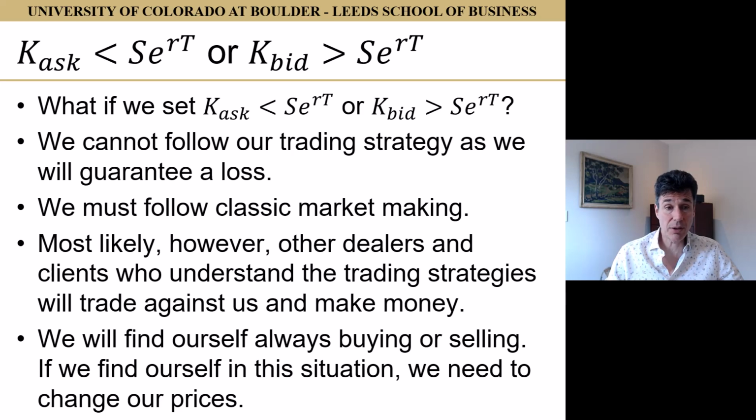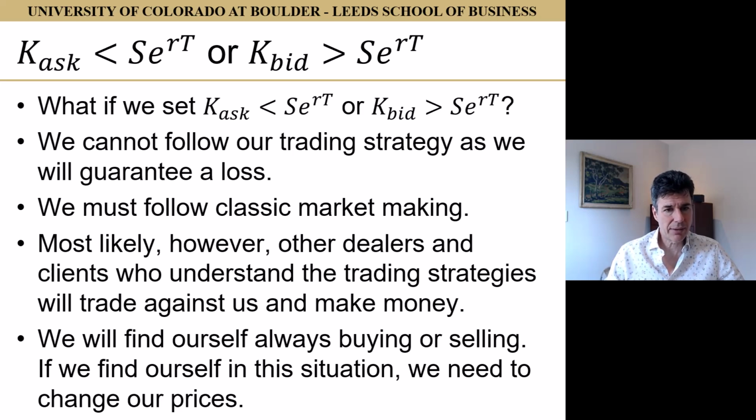This is pretty straightforward. These are straightforward strategies. So if we set K ask to be below Se^(rT), we are always going to sell. If we're always going to sell, we're going to have to move prices up. Eventually, we'll move our price, K ask, up to be above Se^(rT), and that will go away. So we will find ourselves in a situation where we need to change our prices. Again, these are pretty straightforward calculations. Something's kind of gone wrong if we set these prices incorrectly.